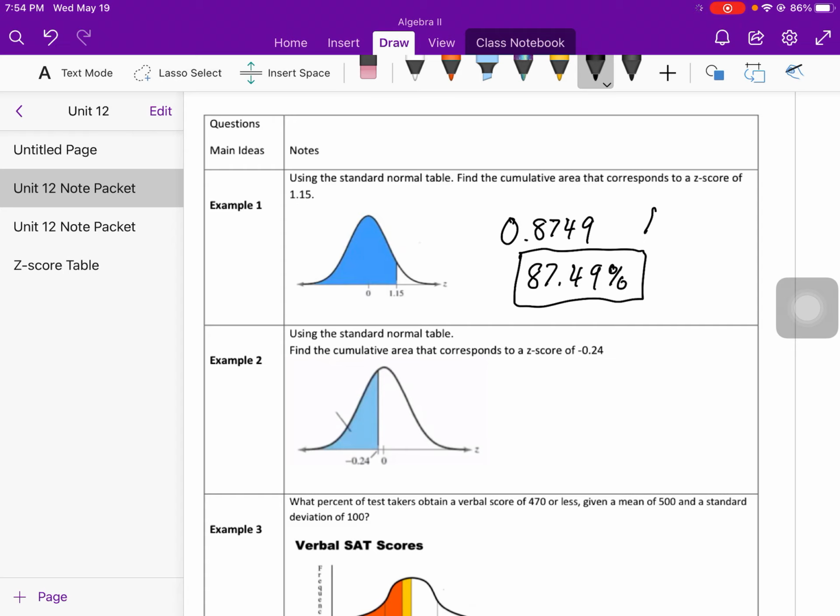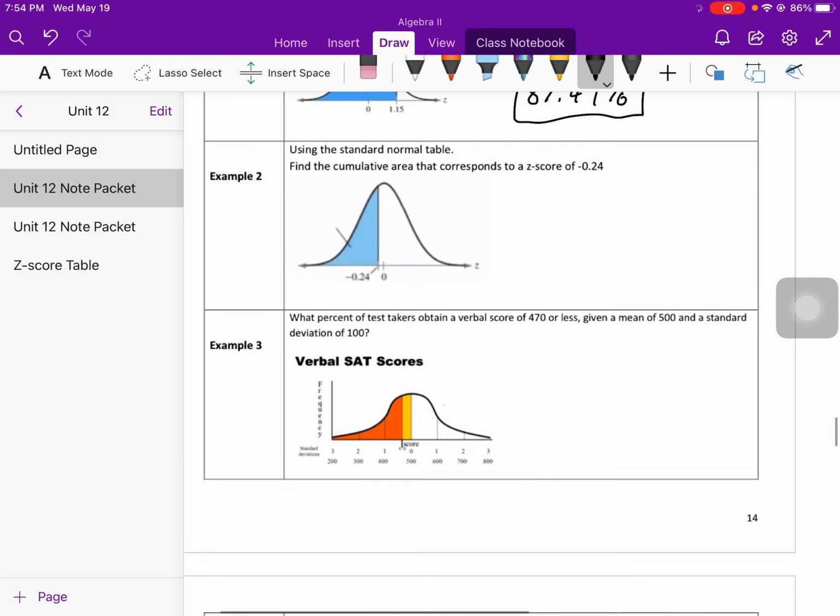Now, the notation that I'm going to use, just so you get comfortable with this, is instead of z equals, it's going to be A equals, and then it would be the 87.49%.